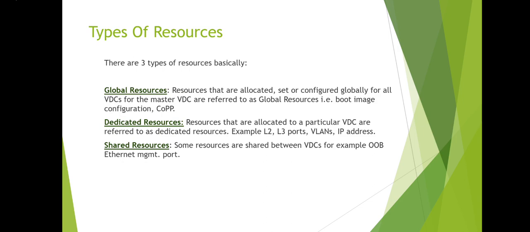There are three types of resources. We've got global, dedicated and shared resources. Global resources are the boot image, the software version and COPP. And we've got the dedicated resources: L2 and L3 ports, VLANs, IP addresses, and shared resources like the OOB management port and Ethernet management port.